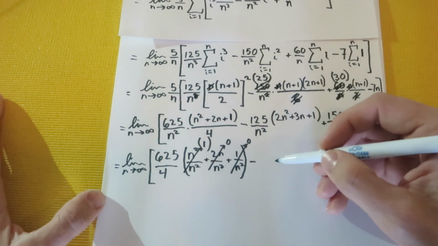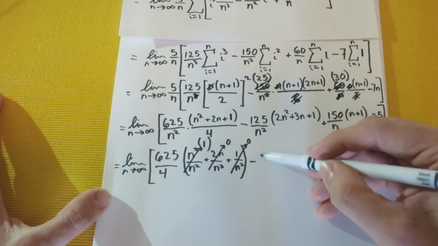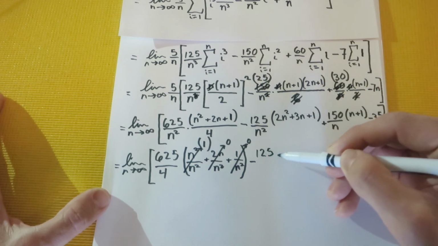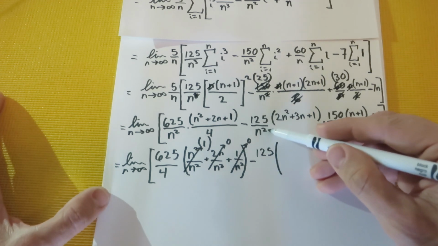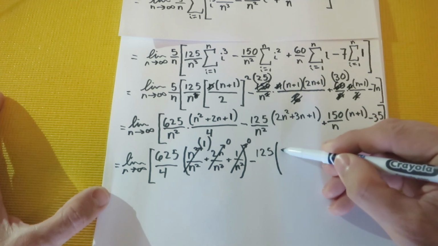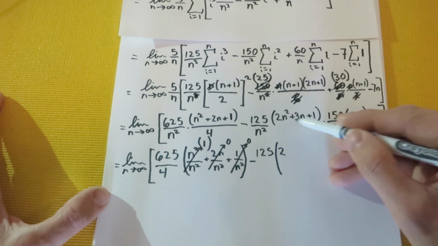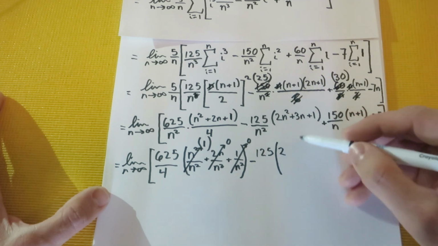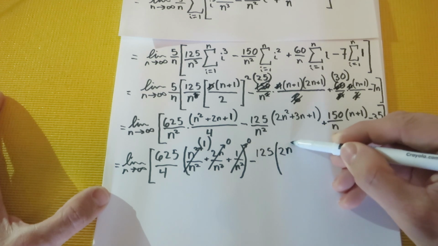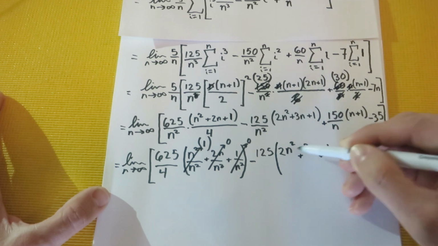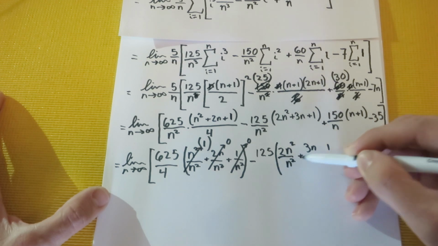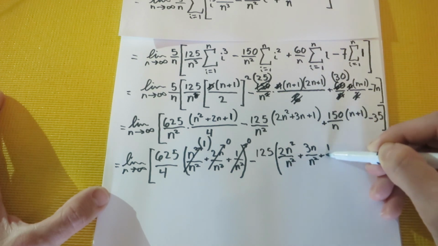Now, when we have our minus 125, I'm going to do the same thing here. I'm just going to distribute the n squared term in the denominator that we had among these things here inside. n squared plus 3n plus 1. Here we have the over n squared, over n squared, over n squared.